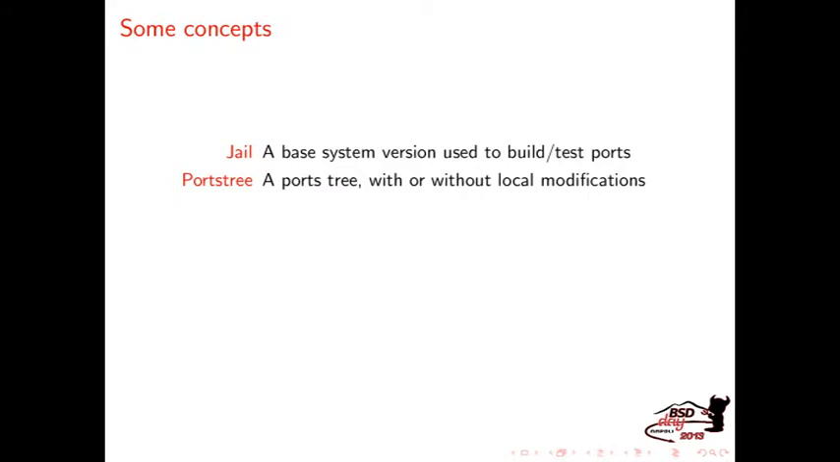Port tree just means the FreeBSD port tree, which can be obtained in various ways, and we can have more than one, for example if we want to test different things in parallel. And so we can have local modifications or not. We can have more than one, and then we will see how to build each.